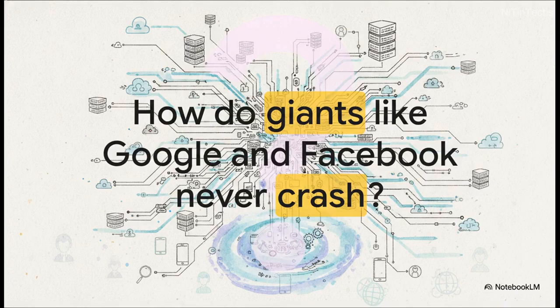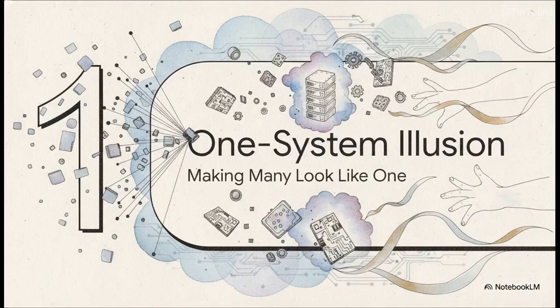Seriously, think about it. When millions of people are searching, posting, and streaming at the exact same millisecond, there is literally no single monolithic server that could possibly handle that kind of load without just melting down. So how do these massive platforms manage to stay online relentlessly? Well, they're performing what I like to call the absolute greatest magic trick of modern computing. All right, let's jump right into section 1, the one system illusion, making many look like one.